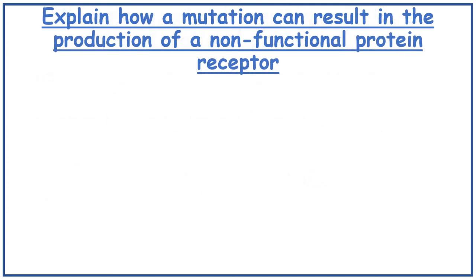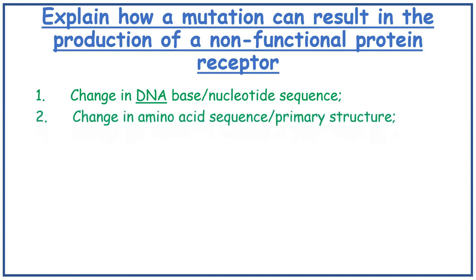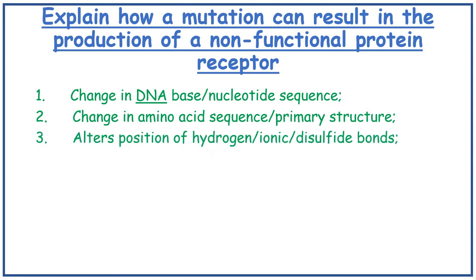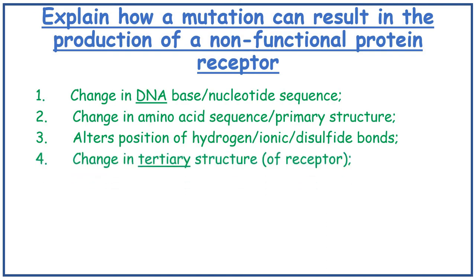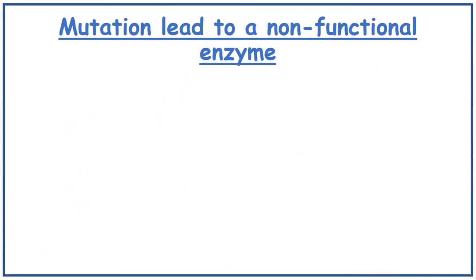Explain how a mutation can result in the production of a non-functional protein receptor. A change in the DNA base sequence, so that's just a definition of a mutation. Change in the amino acid sequence or the primary structure of the protein. This alters the position of the hydrogen, ionic or disulfide bonds. There is a change in the tertiary structure, which means there's a non-functional protein.